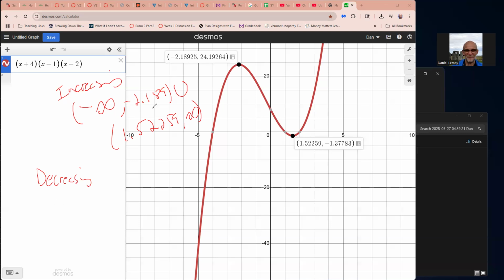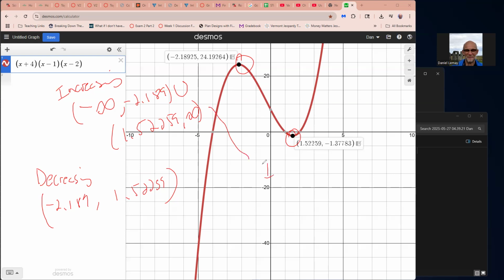from, then it's the in-between, right? Between negative 2.189 to 1.52259. How many decimal places you want to use? Okay. And those are open intervals, not closed intervals, because at these turning points it's neither increasing nor decreasing.